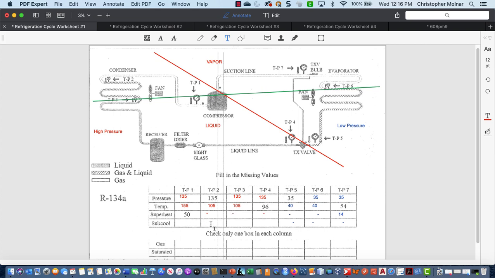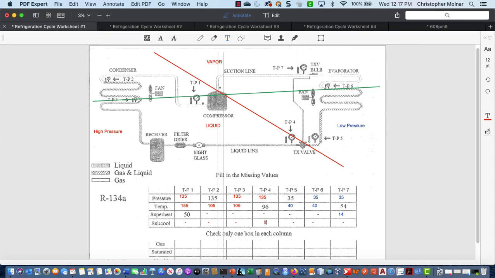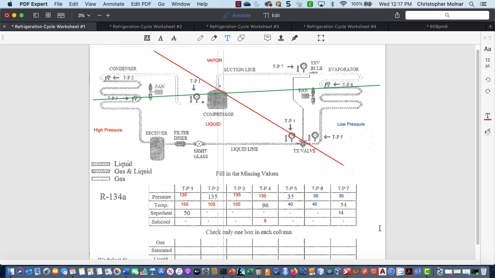Now, we also have subcooling we have to worry about. Subcooling does not happen until the refrigerant leaves the condenser. So it happens between TP3 and TP4. So as we leave the condenser, I have my subcooling. We take our 105 degrees and subtract 96. So we have 105 minus 96, so I have 9 degrees of subcooling there. Okay, makes sense so far?